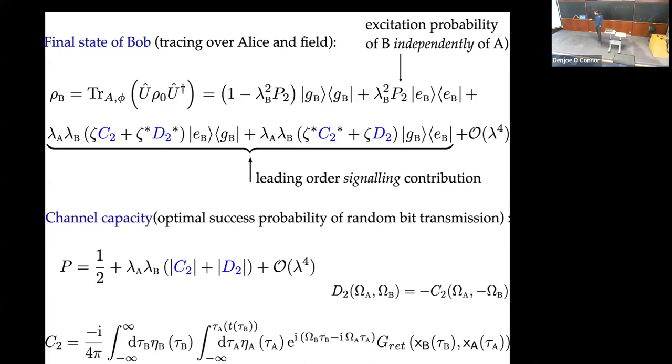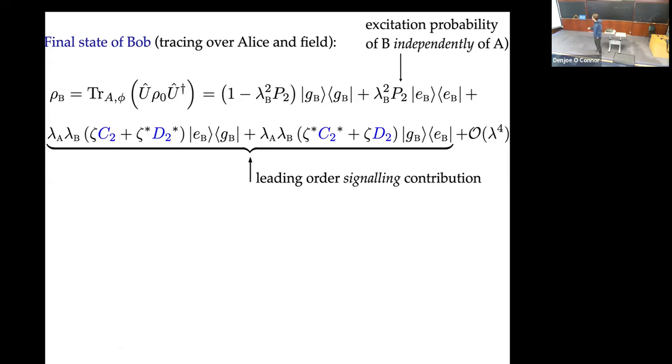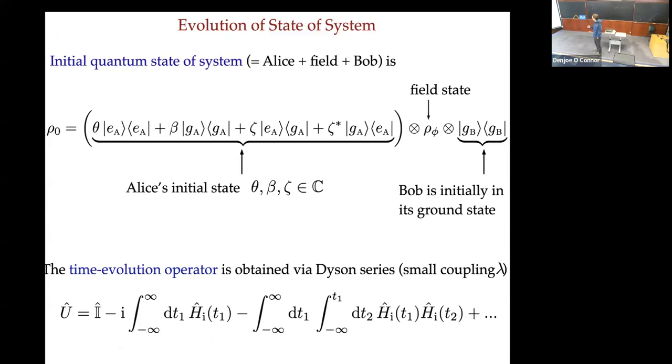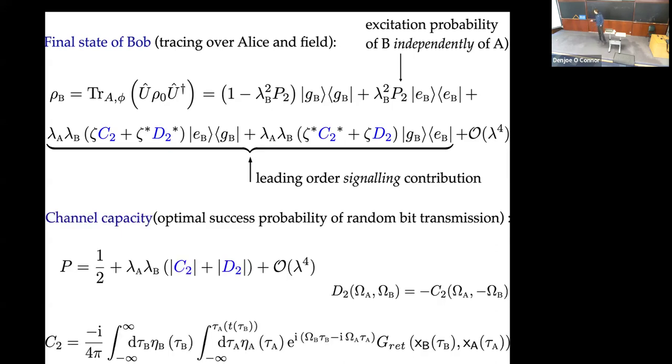Now, if we look at the channel capacity, this is the optimal success probability of random bit transmission from Alice to Bob. So you've got 1/2, which is just random, just 50% chances of getting it. I missed what zeta was. Zeta is related to the initial state of Alice. So the deviation from just a total random guess of 50% is given by lambda A, lambda B times C2 and D2. So C2 and D2 are really important quantities here.